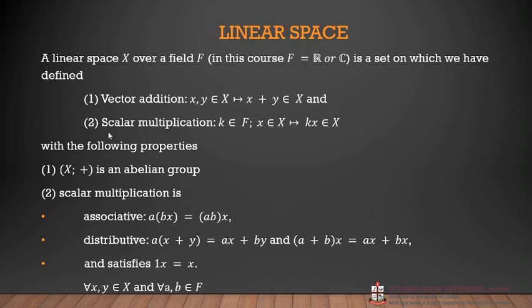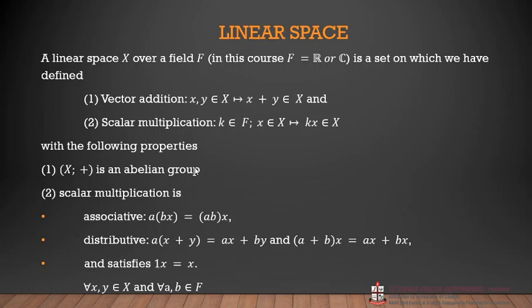And the second operation is scalar multiplication. That is defined from F cross X to X. So if you take a k from the field and x from the capital X, then corresponding to them we have another element kx in capital X. Usually we will call elements of capital X as vectors and elements of F as scalars. And these operations should satisfy the following properties.